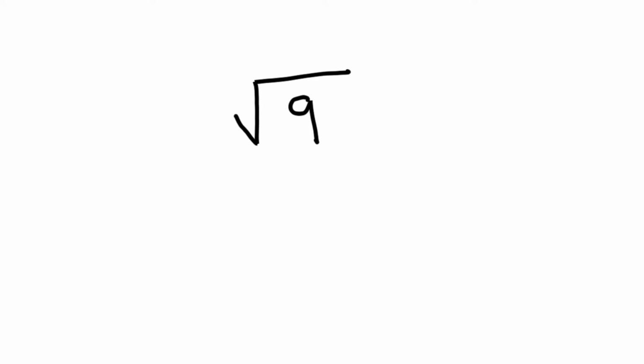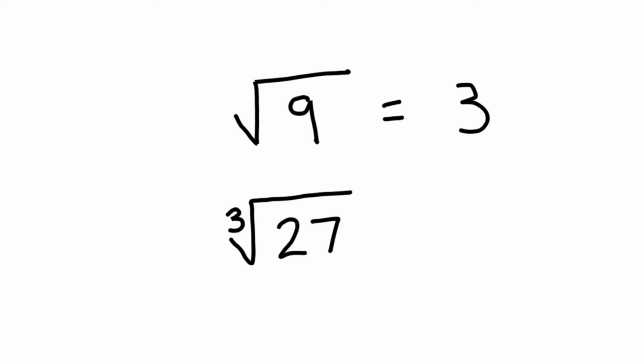And we know that the square root of 9 is 3. Sometimes we'll have something else like a cubed root. So for example, the cubed root of 27 is also 3. So in the first case, 3 times 3 is 9, so the square root of 9 is 3. In the second case, 3 times 3 times 3 is 27. So the cubed root of 27 is 3.